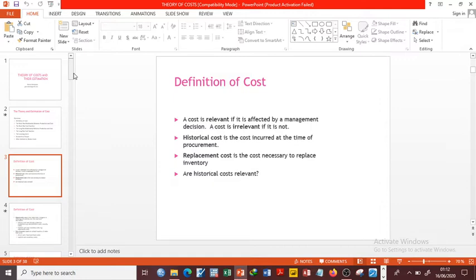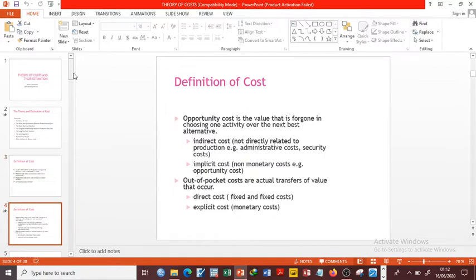A historical cost is incurred at the time of procurement. In other words, the cost that you incur when you are procuring, for example, the raw materials, the inputs that you require in the production process. Then replacement costs, just like the name goes, are costs incurred to replace inventory. These costs can either be relevant or irrelevant.